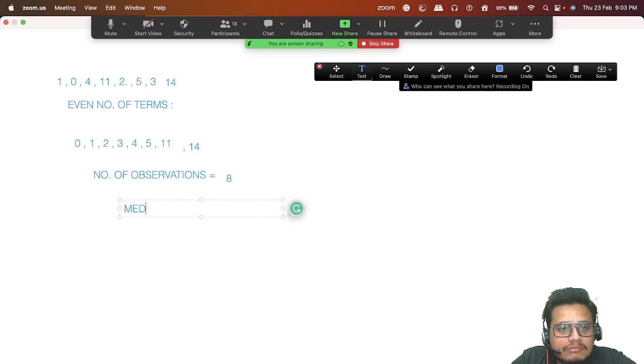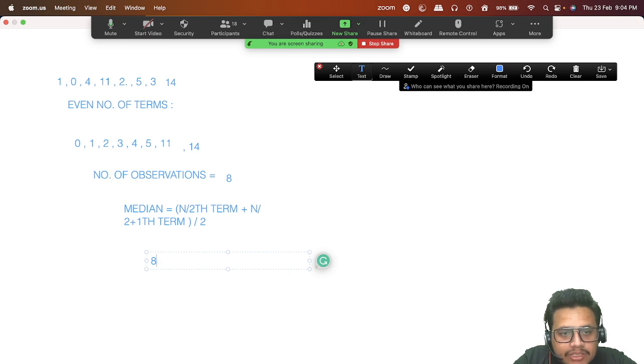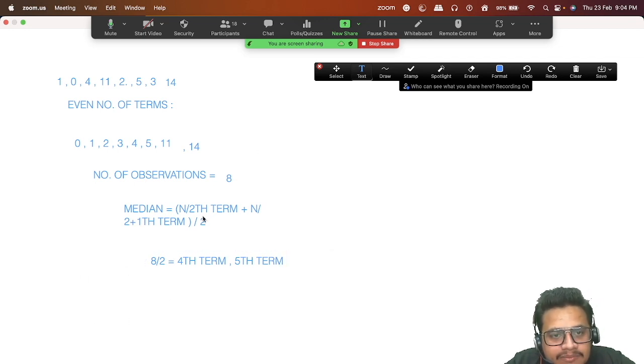Now median will be the n by 2 th term plus the n by 2 plus 1 th term, the average of these two, divided by 2. नाउ एन मेरा है 8 है ना. 8 बाई 2th टर्म, मतलब ये मेरी होगी 4th टर्म. उसके बाद सेकंड मैंने कहा एन बाई 2 प्लस 1th, मतलब 5th टर्म. तो मीडियन मेरा होगा 4th प्लस 5th टर्म का एवरेज, बाई 2. 4th टर्म मेरी कौन सी है? 1 2 3 4. 4 टर्म में 3 है और वो मेरी 4 है ना.